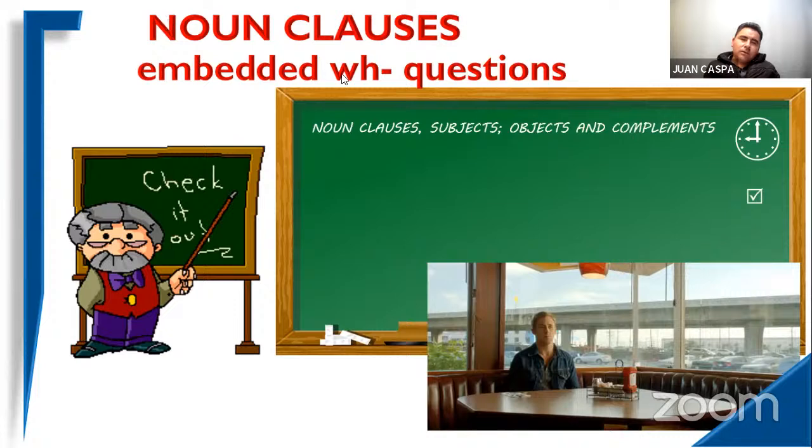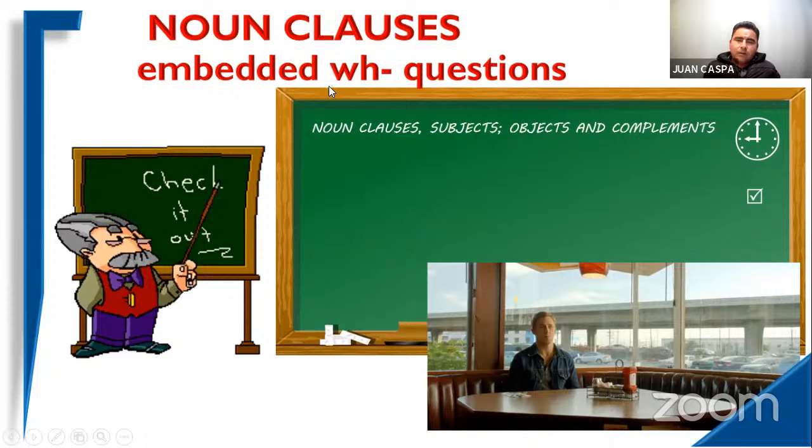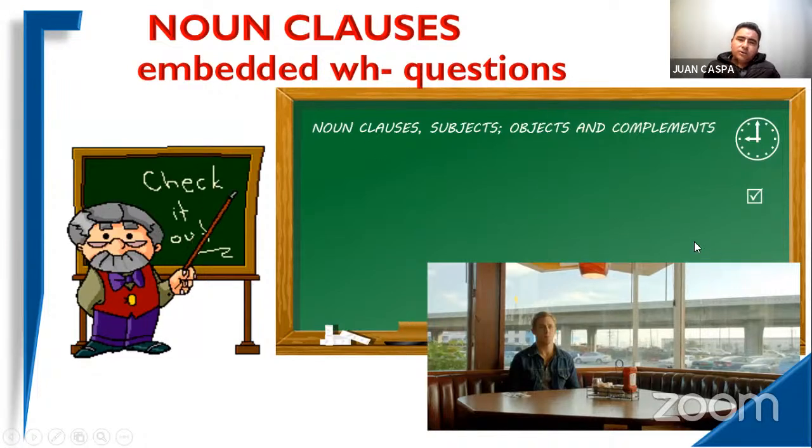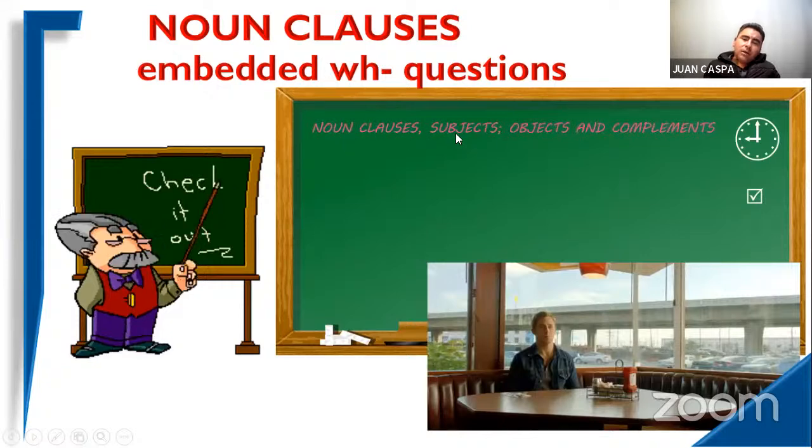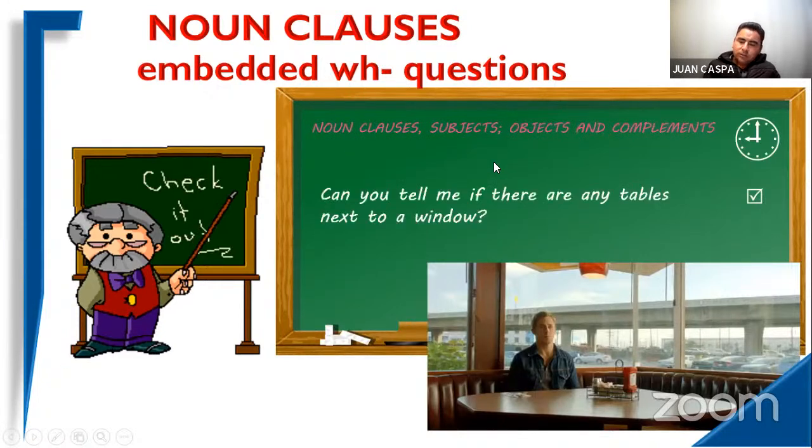First of all, we're going to learn a little bit about noun clauses: subject, object, and complements. Then, of course, we're going to check out the inverted question, WH questions. But first of all, we have to know the question order that's important in English. That's why we're going to talk about noun clauses, subjects, objects, and complements.